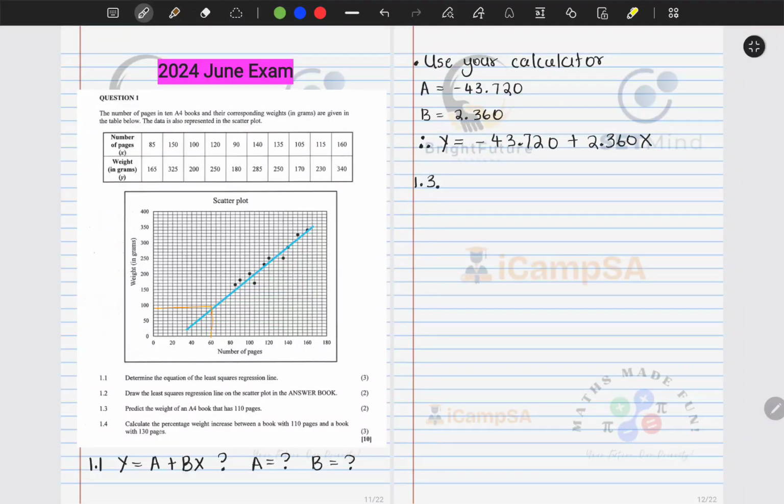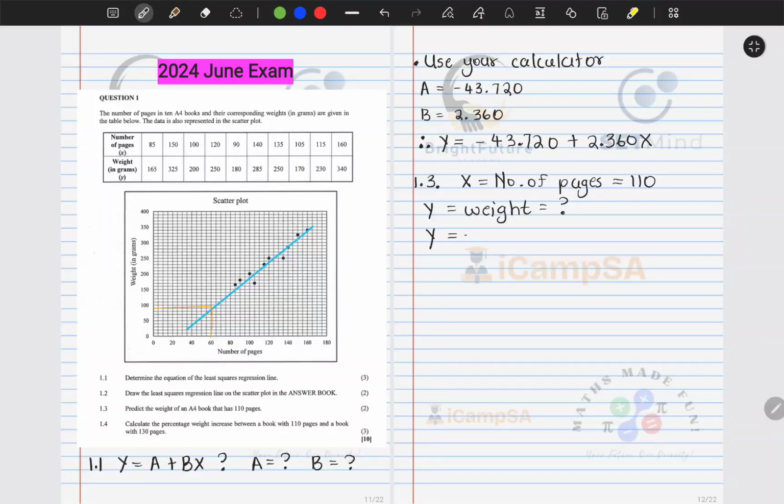So on 1.3, we are required to predict the weight of an A4 book that has 110 pages. So remember, X has 110, X is for pages, and then Y is for weight. So remember that your X is for number of pages. So you're looking at your number of pages, which in our case now, they are telling us it's 110. And then y equals your weight, which is what we don't know. So we have x, the number of pages. We're trying to figure out y.